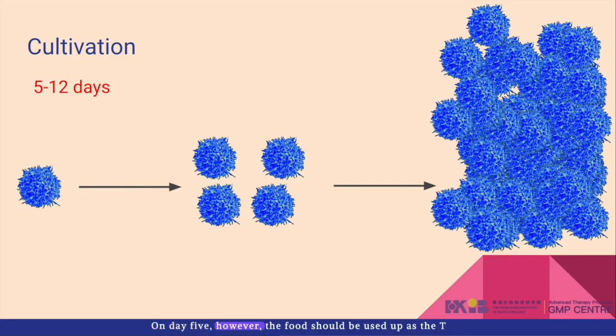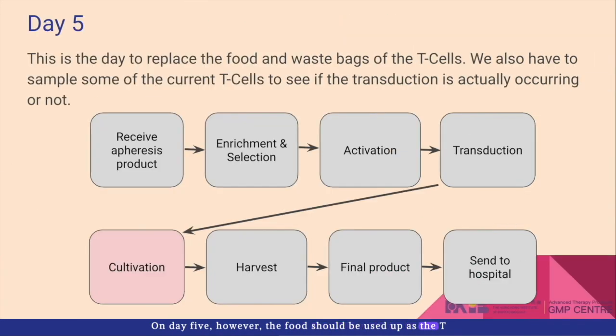On day 5, however, the food should be used up as the T and CAR T cells have been multiplying a lot and using up all the food. And the waste bag should be full as they have been also excreting waste. So on day 5, we'll have to replace our food and waste bags for the manufacturing of CAR T cells. We will also have to take out some samples of the current CAR T cells to see if transduction is occurring at a correct rate.